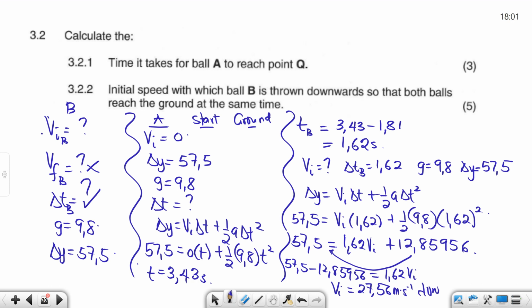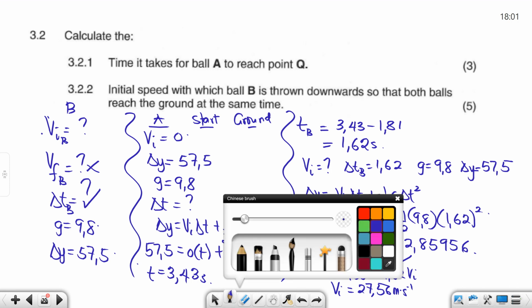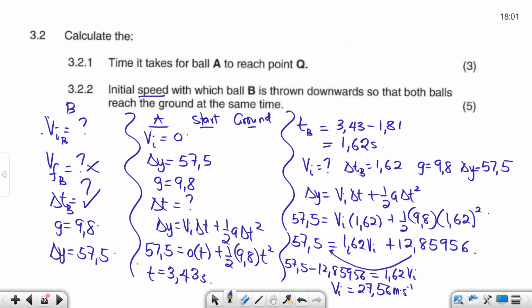And it was thrown downwards, right? Oh, they said speed. So we don't need the direction. I would penalize you. It means you don't know what you're doing, because speed is a scalar quantity. If the question had said velocity, then the down must be there, and if the down is not there, you lose that mark. Okay.